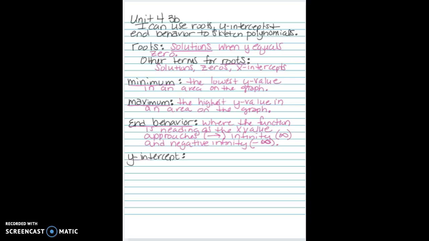And the last vocabulary word you should already know, and that is y-intercept, where the graph, where the function intersects with the y-axis. It is also where the x equals 0.